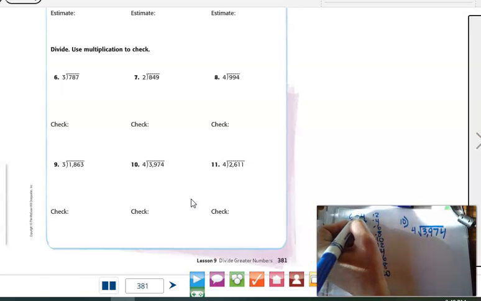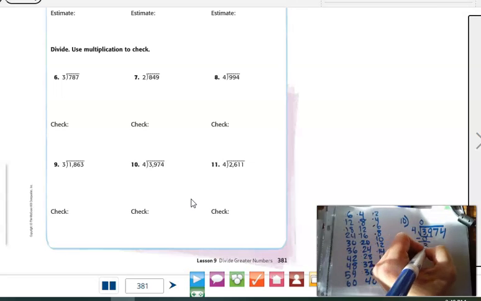My first number is 4, which is greater. So that means there's going to be nothing in my thousands place. Now I've got 4 into 39, because I can't forget about that 3 just because I put a 0 over it. It's still there. If it helps you, you can go 4 times 0 is 0, subtract, you've got your 3, and bring down. And now you can see your 39 easier. That's another way to do it.